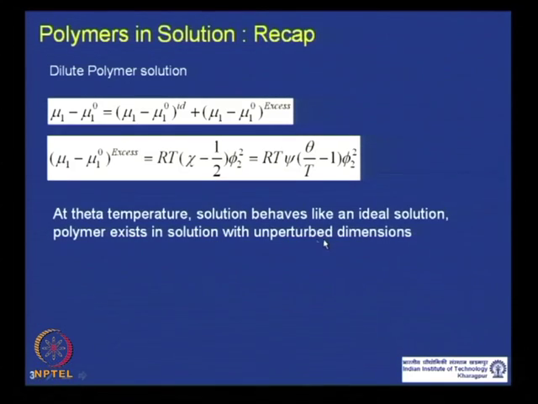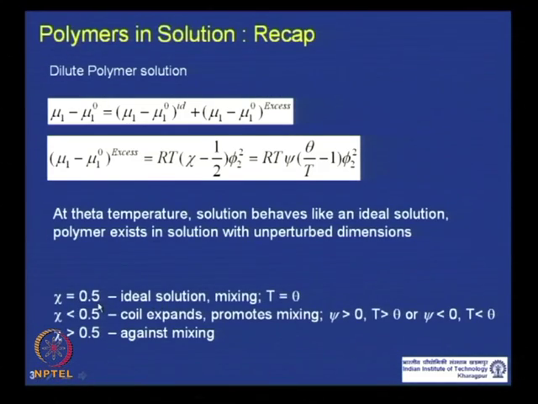We will discuss in the next lecture what unperturbed dimension is, but in brief, it means the polymers are present as such, with no interference or interaction from other polymer molecules or solvent molecules. As I said, at theta temperature, the polymer-solvent interaction parameter chi becomes 0.5, so the polymer and solvent behave like an ideal solution. If chi becomes lower than half, then the coil expands in solution, which promotes mixing.